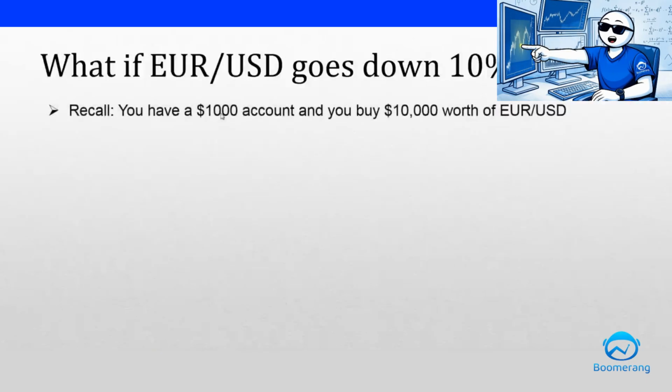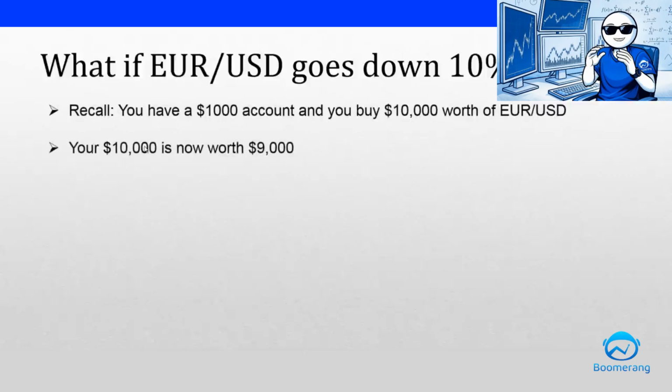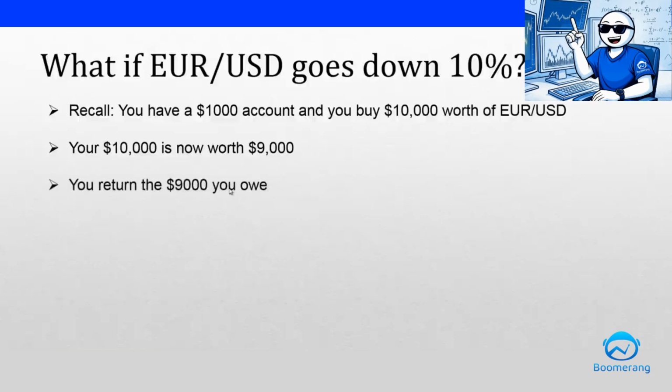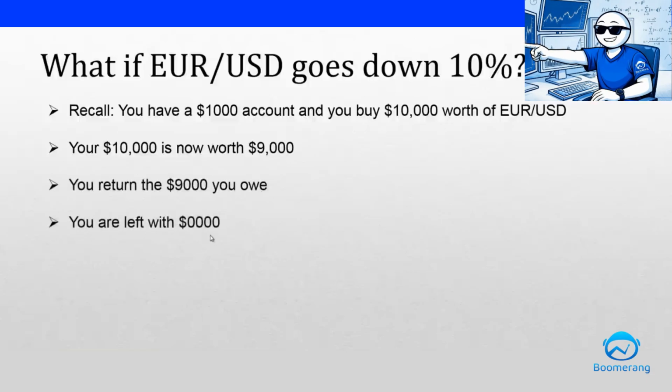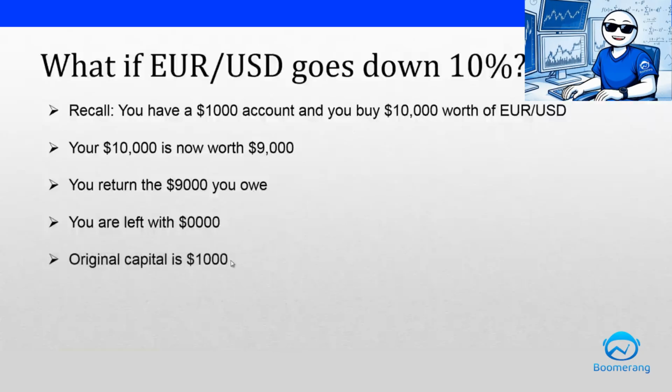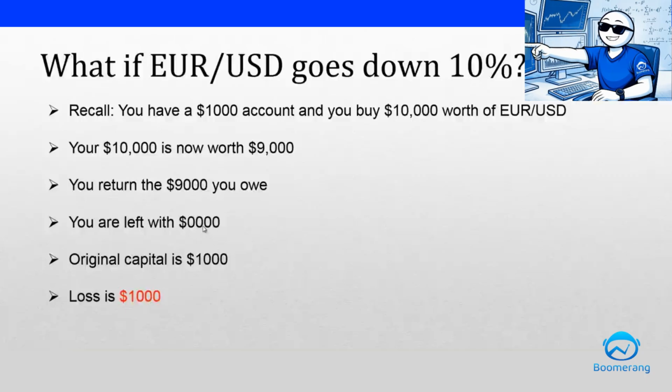So now, recall you have a $1,000 account and you buy $10,000 worth of Euro USD. Your $10,000 is now worth $9,000. Why is that? Because if you lose 10% of your capital, now it's worth $9,000. You return the $9,000 that you owe. You are left with $0. In fact, I have no idea why there's 4 zeros here, but 0 is 0 is 0, okay? And your original capital is $1,000. So this means your loss is $1,000 because you started off with $1,000 and you're left with 0. So in other words, you lost $1,000.